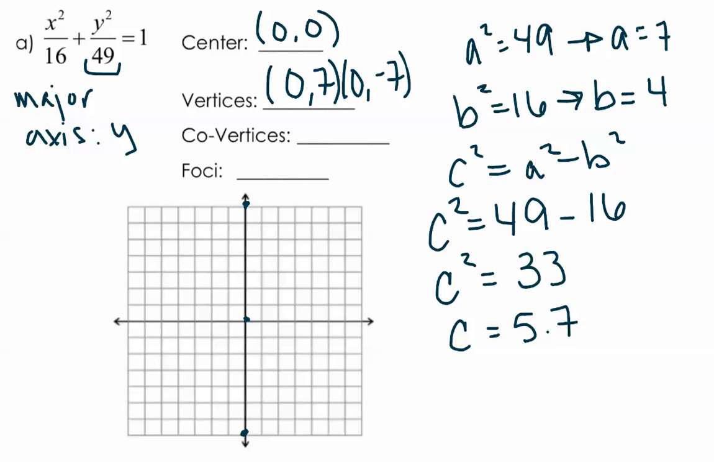Now we'll go ahead and do our co-vertices. Those go along with our b value, and our b value is 4. So we're going to move 4 units right and left in the x direction because the b is underneath the x. So from the origin, from the center of our ellipse, 4 units to the right, put a point. 1, 2, 3, 4 units to the left, put another point.